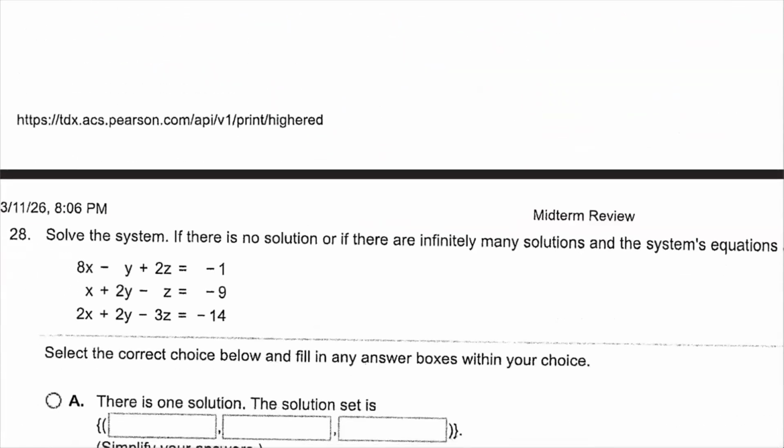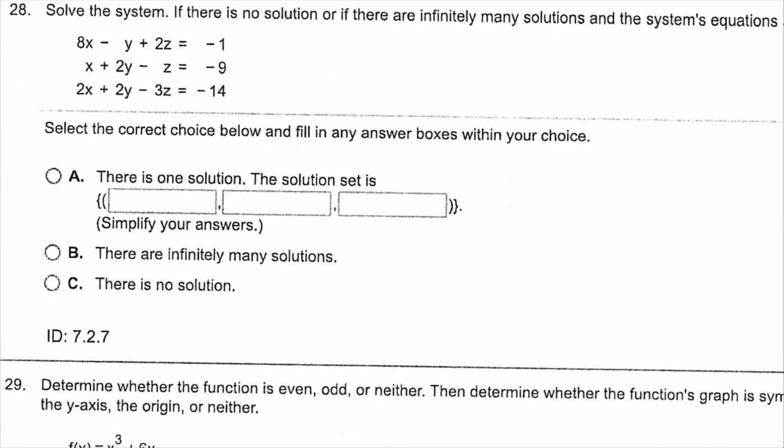All right. Then we have this three equation system. What I need is a separate page. If you're trying to work it out on a page here, you're going to have to use more space.